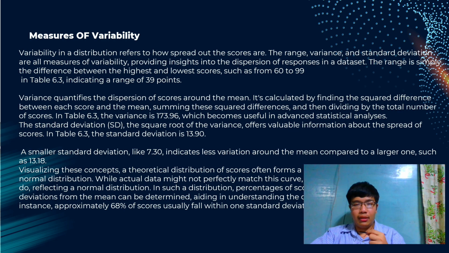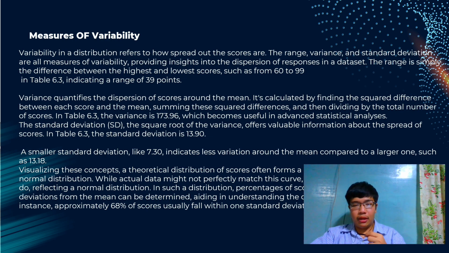The standard deviation, or SD for short, is the square root of the variance and offers valuable information about the spread of scores. In Table 6.3, the standard deviation is 13.90. A smaller standard deviation like 7.30 indicates less variation around the mean compared to a larger one such as 13.18.